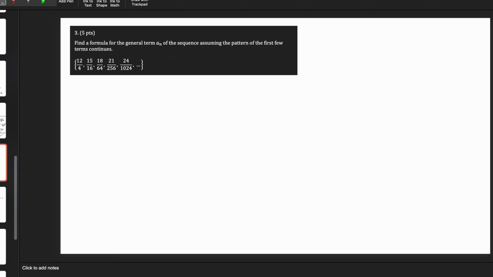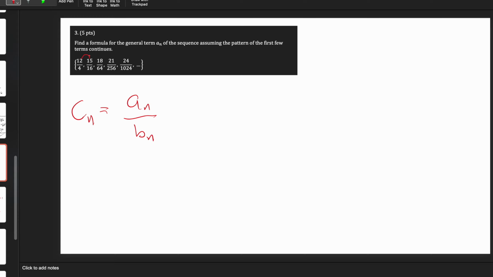Find a formula for the general term a sub n. Well, people have trouble with these kinds of questions. I'll try to explain why. So let's say that a general element of the sequence is c sub n. It's going to be composed of a sub n over b sub n. This is the technique we're going to use.